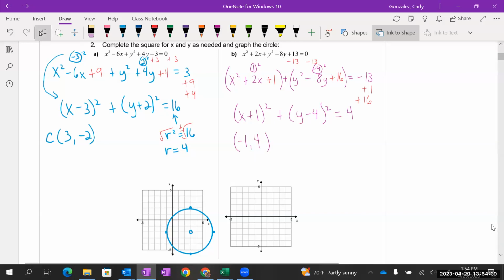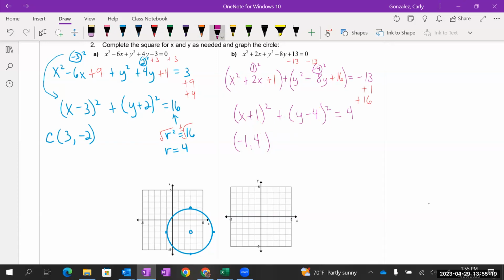Again, the number being added or subtracted to x will give us the x value of the center, but with the opposite sign. The number added or subtracted to the y will give us the y value of the center, but with the opposite sign. So that gives us that center, (-1, 4).